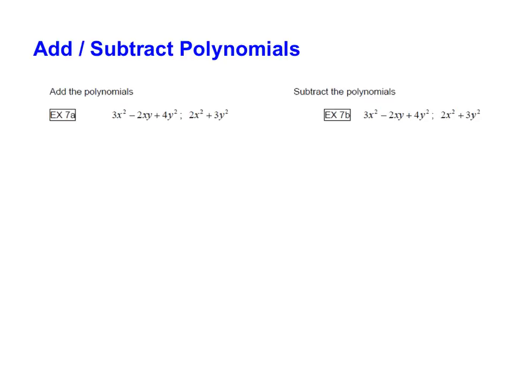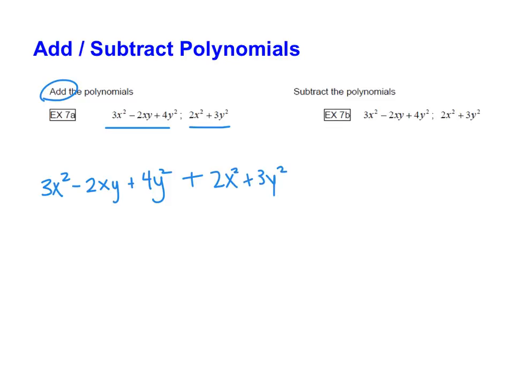All right, so we're going to add and subtract our polynomials in this example. So we can see we have two polynomials. Here's a trinomial and here's a binomial. First thing we're going to do is add these together. So all that means is you have 3x squared minus 2xy plus 4y squared. We're going to add to it the other polynomial, 2x squared plus 3y squared.